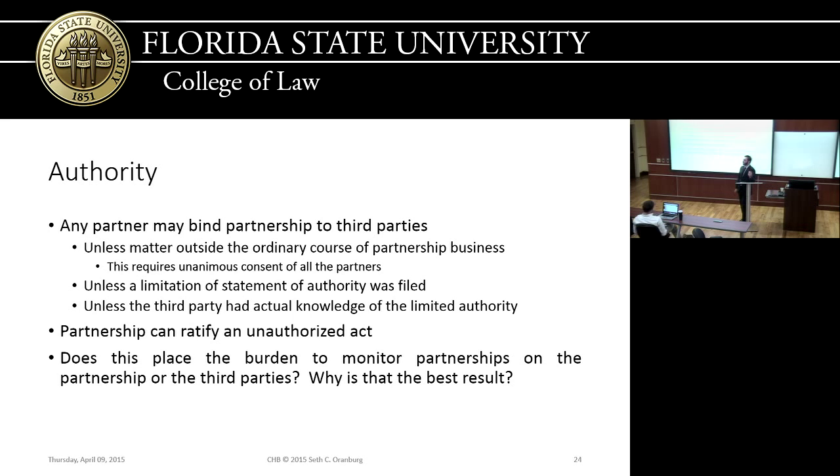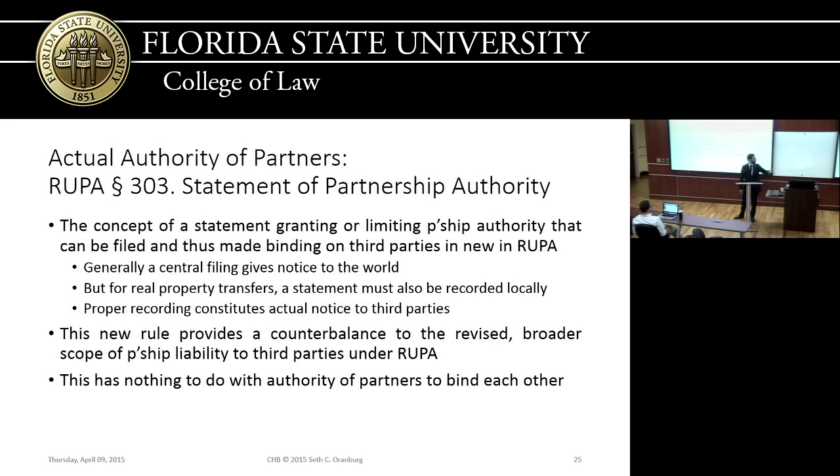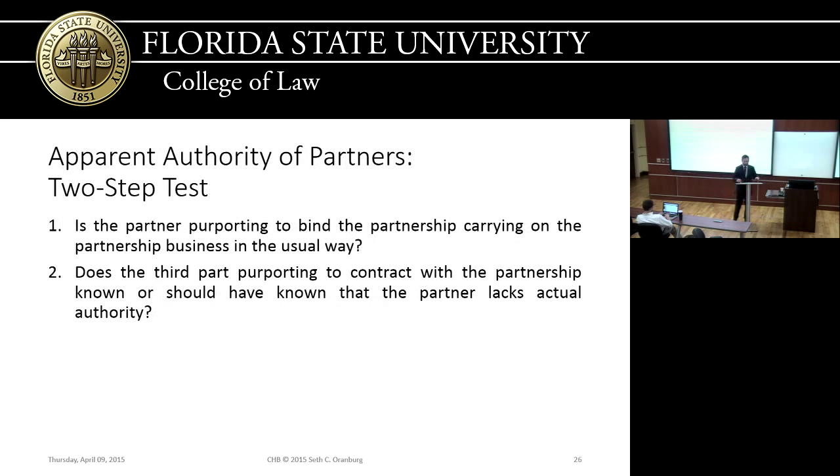Or if the third party had actual knowledge of limited authority. For example, the partnership calls up and says, look, this particular partner is running amok, he's trying to sell all of our vehicles, and that's just not acceptable to the rest of us, and that's really an extraordinary matter. You can't contract with him. A notice like that would also be sufficient. So we have kind of two ways of giving notice. One is a statement of partnership authority, and this is a filing that you would make with the state. We talked a little bit about those various filings. And another is actually providing notice.